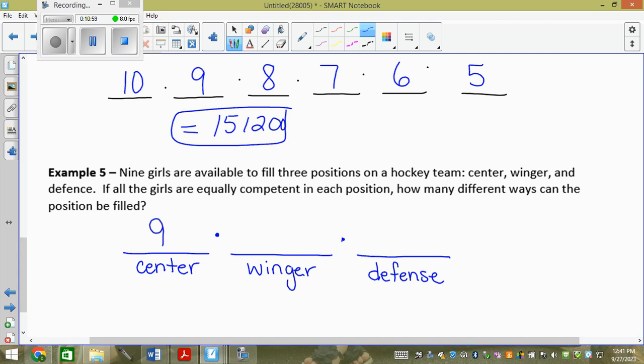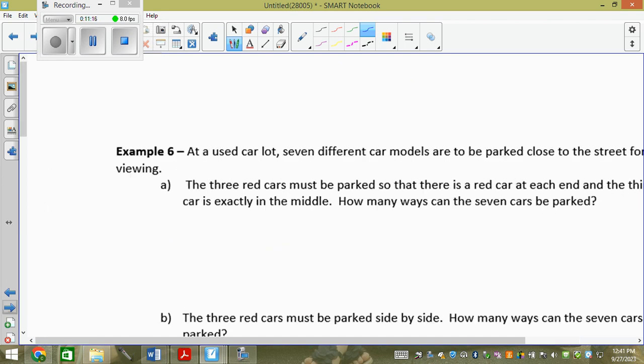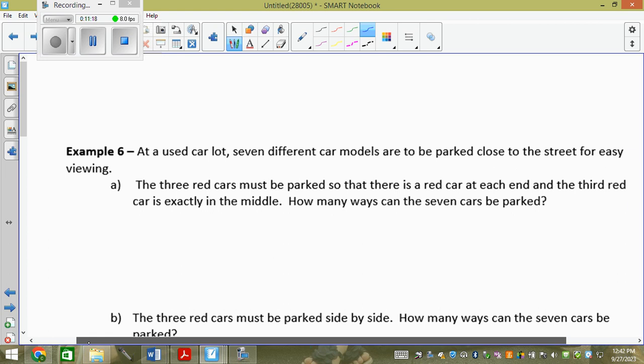So 9, someone becomes center. 8, someone becomes winger. 7, someone becomes defense. And what does that equal? 504? All right. No, we're not done learning.